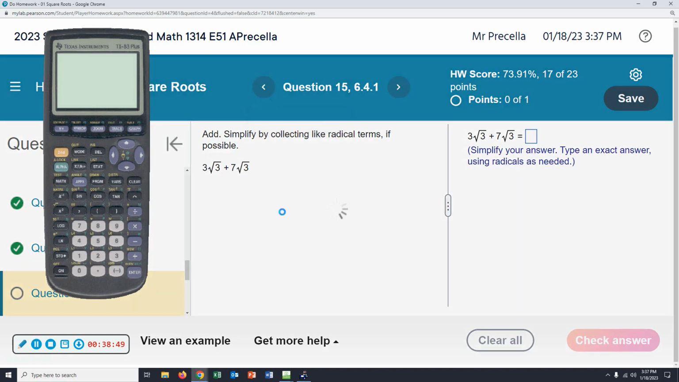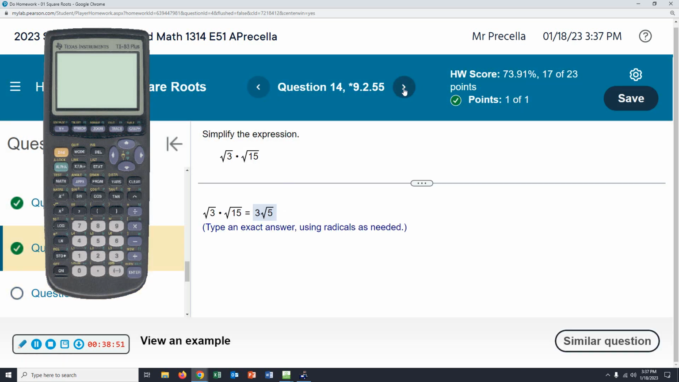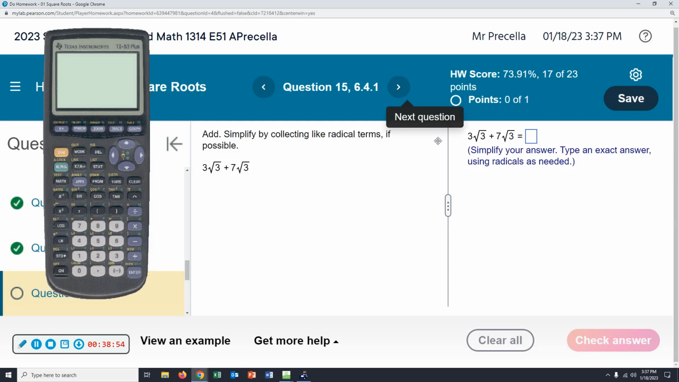But the answer was 10 square root of 2. If you don't doubt, you see, look, I can go back. Oh, no, I didn't save it. Okay. Now, adding and subtracting radical terms.